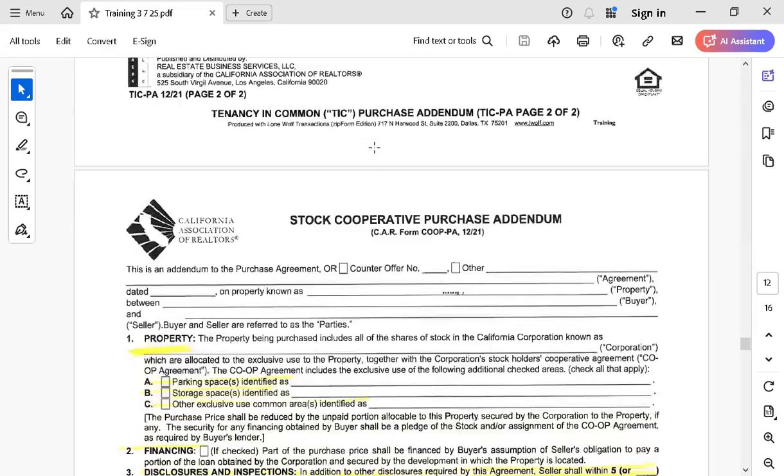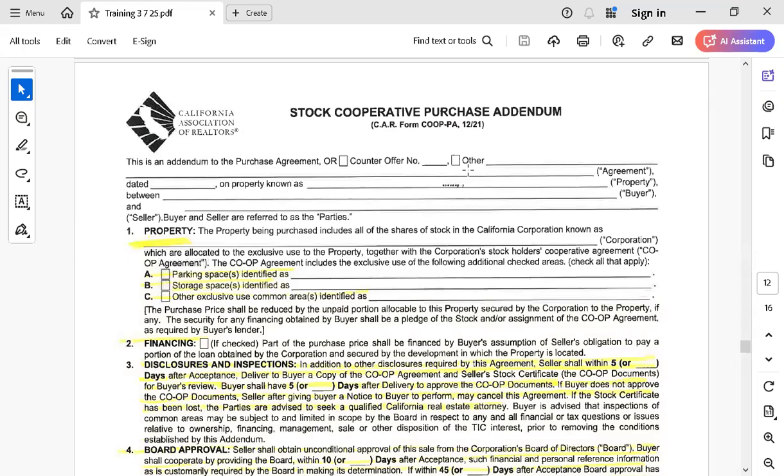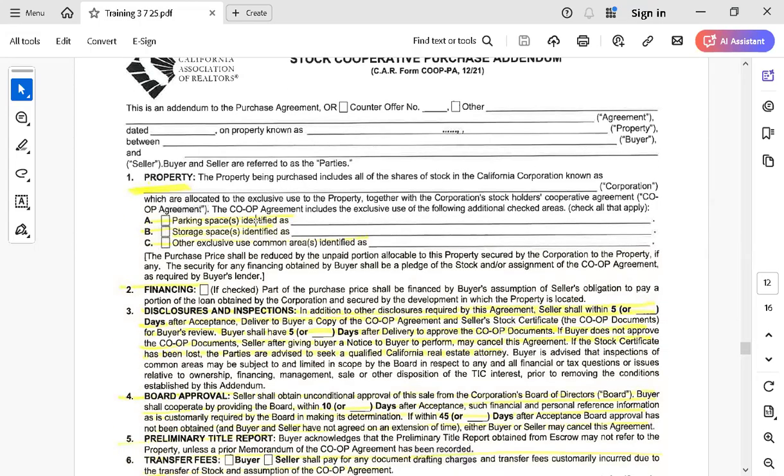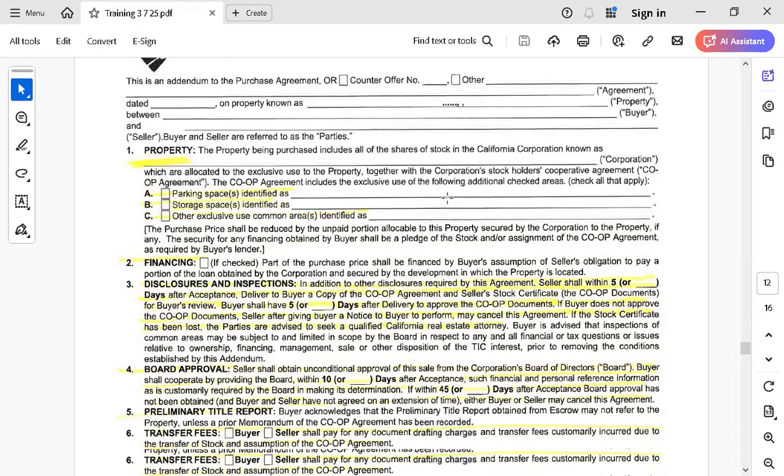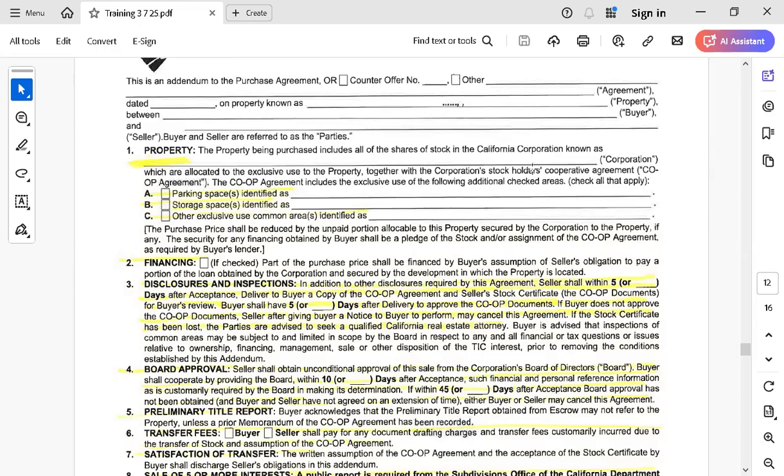And stock cooperative purchase agreement. I have had experience in this. If you go to any of the Leisure Worlds, those are stock cooperative. So you are literally selling a stock cooperative and they give them a certificate which gives them the right to live in that condo or that unit as it is. Okay, so the property being purchased, you're going to put the share stock in the California.